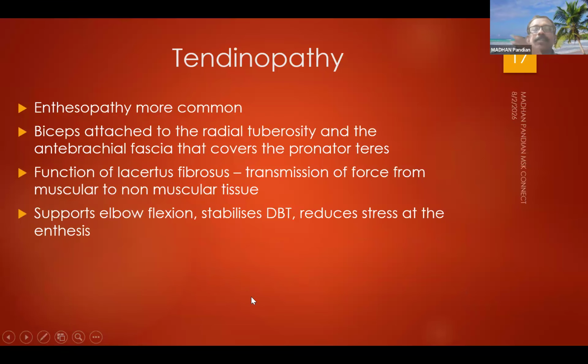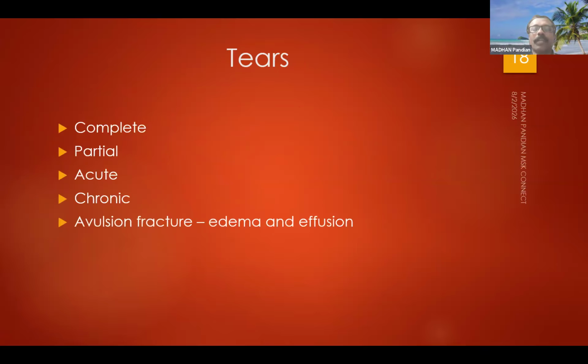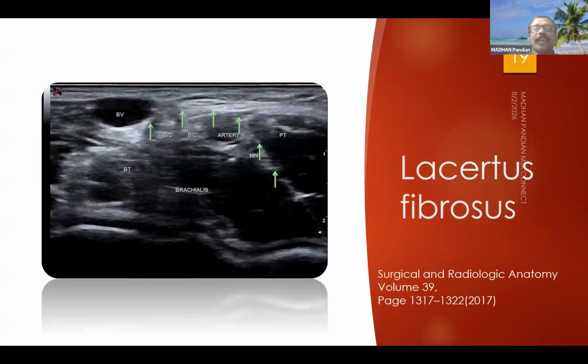So, what are the conditions which are possible there? The distal biceps tendinopathy, it could be a tear. There is an enthesopathy, which is more common than a tear. And the function of lacertus fibrosis, I think, we will not go too much into the physiological part of things. So it supports elbow flexion and stabilizes the distal biceps tendon and reduces the stress of the enthesis. It could be a complete, partial, or acute or a chronic tear. It could be associated with an avulsion fracture of the radial head.